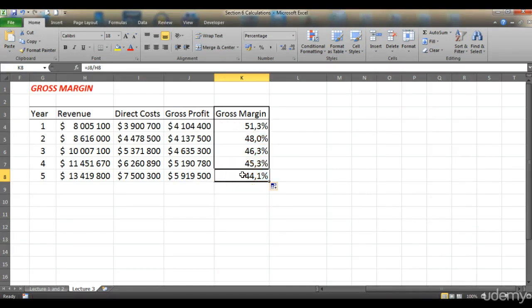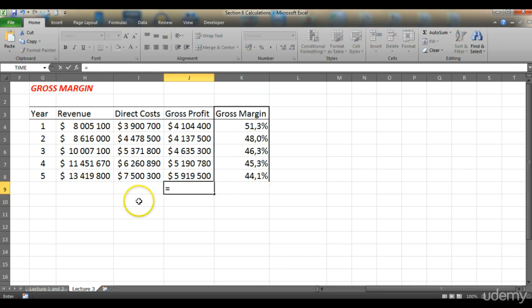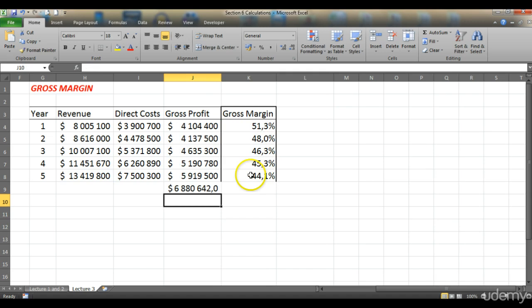If the 5th year's gross margin had been identical to the first year, 51.3%, gross profits would have been different. Let's see. Here we can multiply the revenue from the 5th year by the gross margin from the first year instead of this one, and we will see that it is almost $7 million. This would be the gross profit if we had the gross margin from the first year. This made a substantial difference in the profitability of the company, as you can see here.